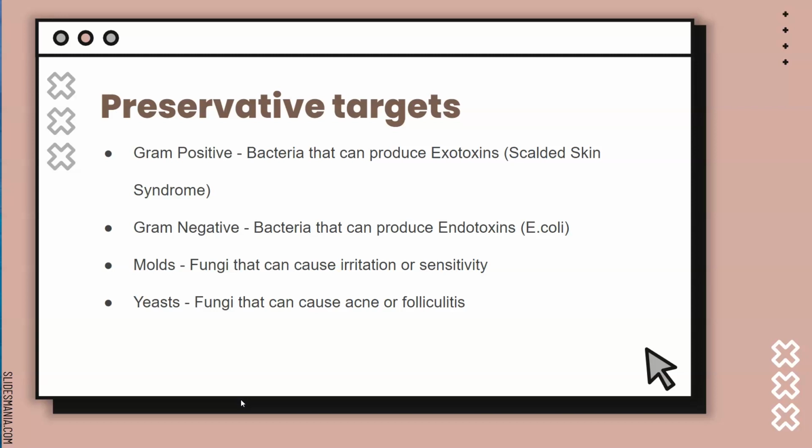The second group are gram-negative bacteria. These can produce your endotoxins. These include E. coli, Salmonella, Shigella, and the sorts. You can also have your molds. These are your fungi that can cause irritations or sensitivity. These are those fluffy white things or fluffy greenish things that you see on your bread or sometimes on your emulsions. And yeasts, these are fungi that can cause acne or folliculitis when there's a lot of them in a skincare product.